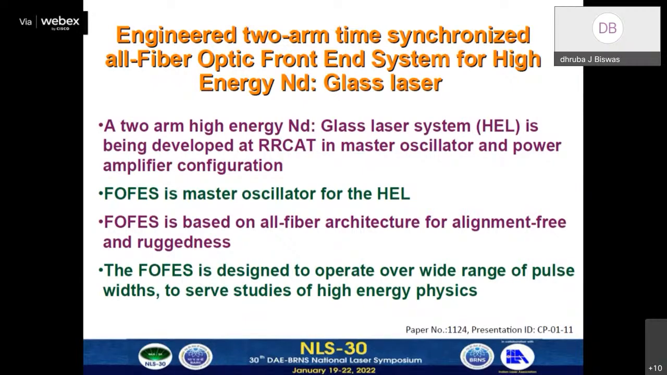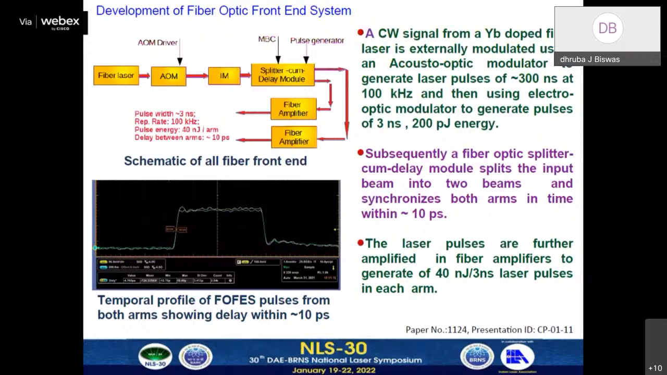Next slide, please. This is a schematic of the fiber laser system. It starts with a CW narrow linewidth fiber laser, and then we use two stages of external modulation to convert it into a pulsed beam. The first one is based on an acousto-optic modulator. Its main function is to reduce the average power without affecting the peak power.